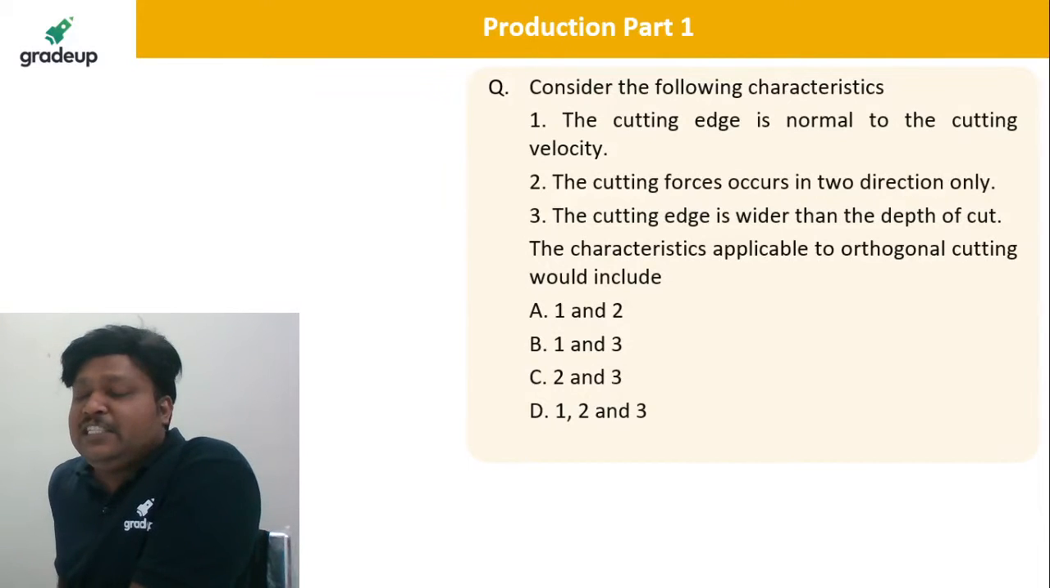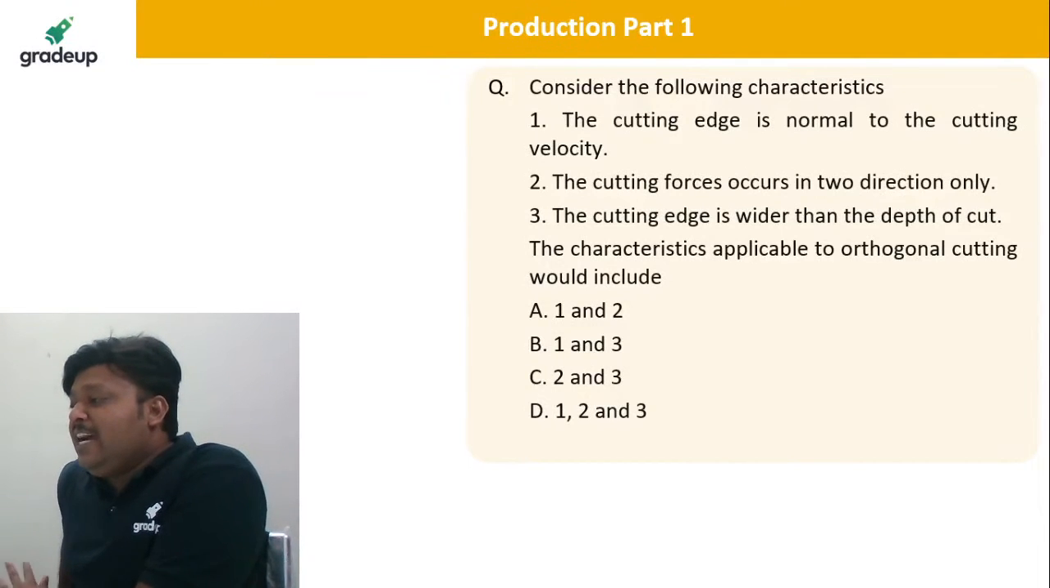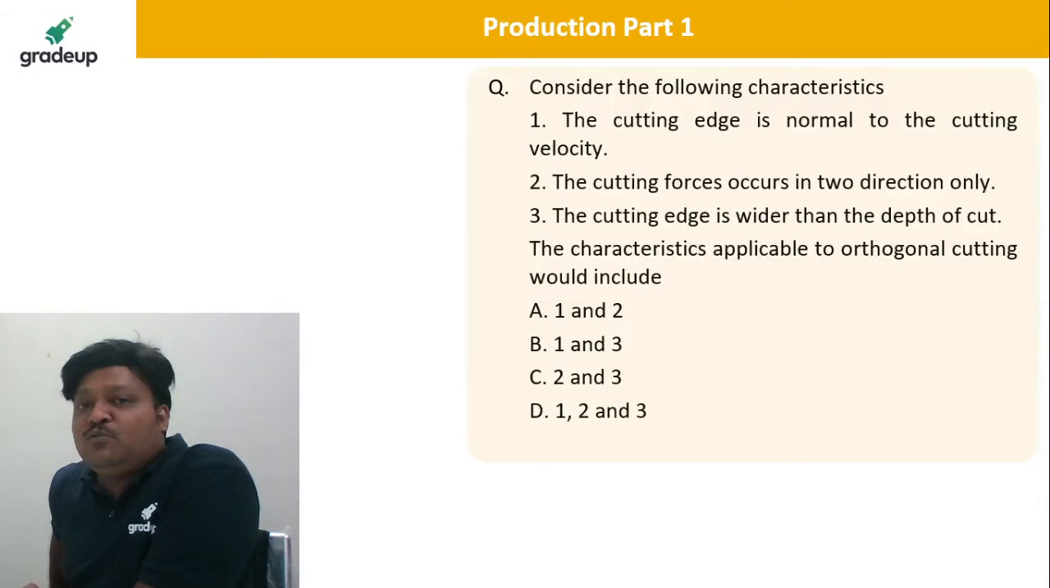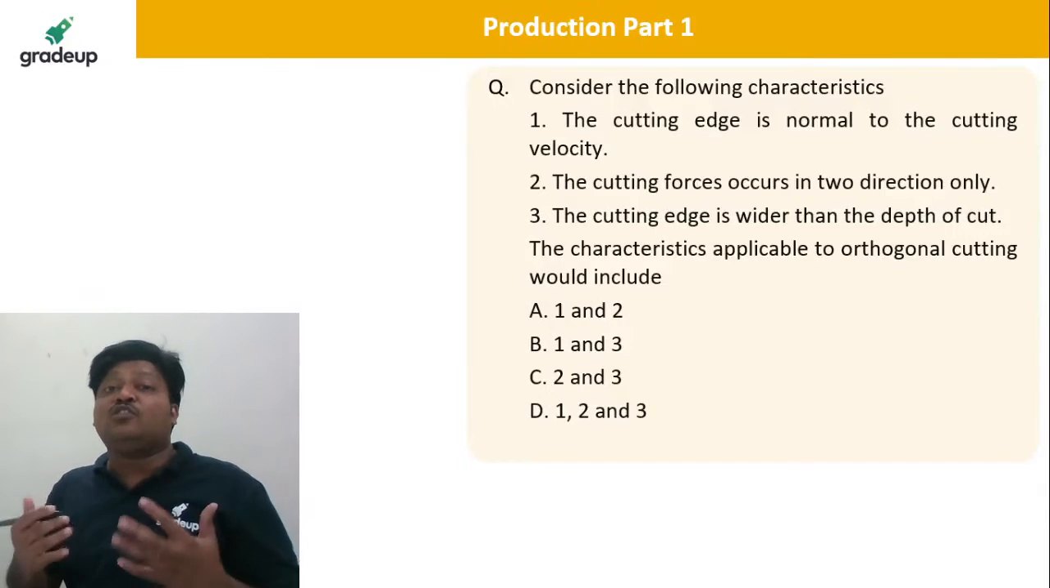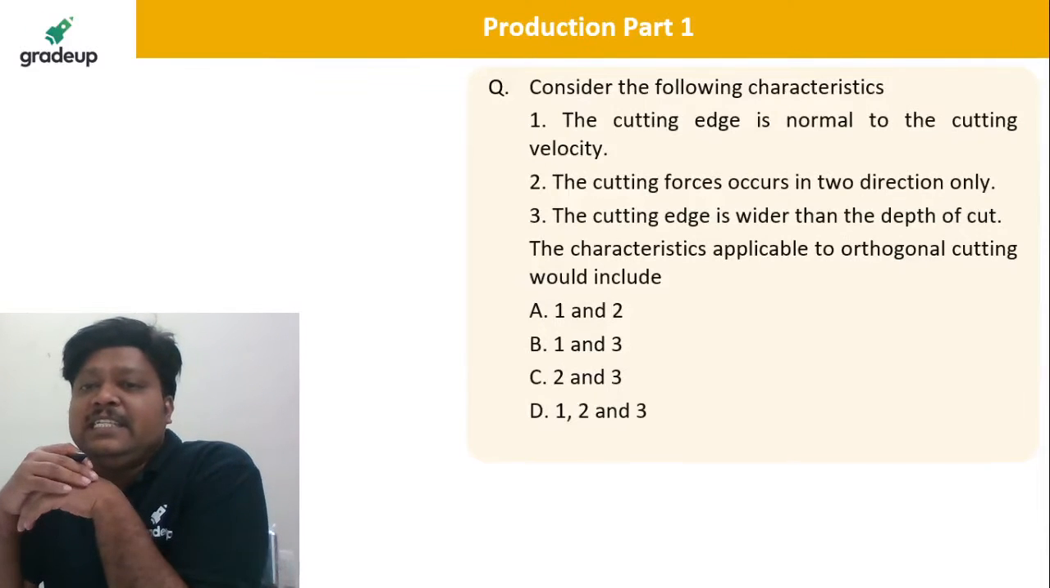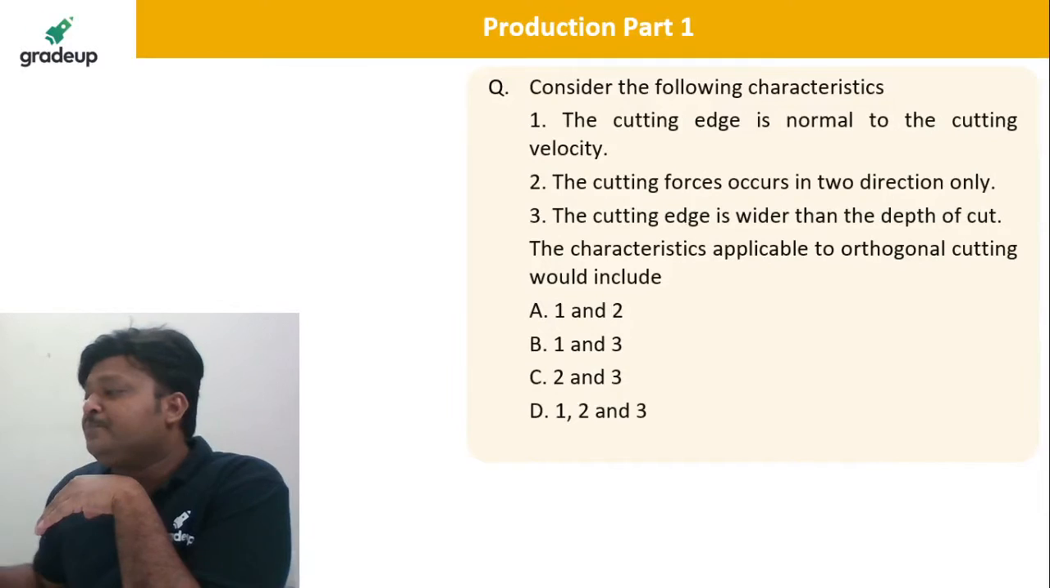Consider the following characteristics. There are 3 characteristics they are giving. The cutting edge is normal to the cutting velocity. This can only happen in the case of orthogonal cutting. The cutting force occurs in 2 directions. Yes, in 2-dimensional cutting we only measure the cutting force, that is FC, and the thrust force FT. The cutting edge is wider than the depth of cut. No, it is not a requirement to have machining as orthogonal. So they are asking which characteristics are applicable to orthogonal cutting.